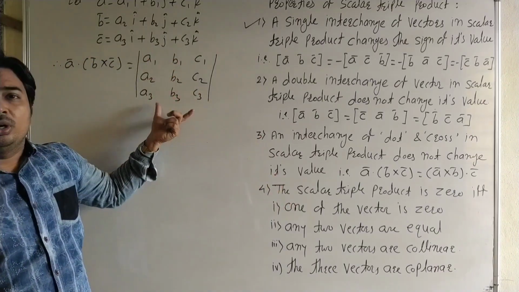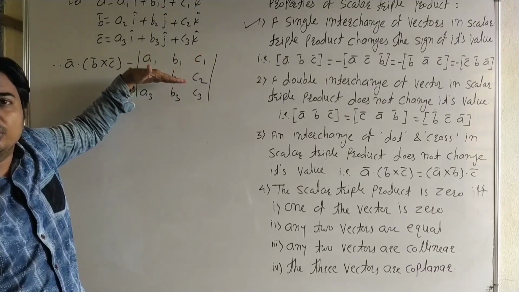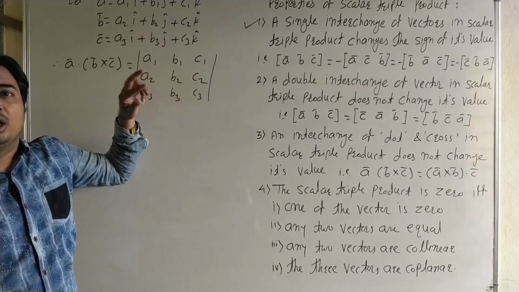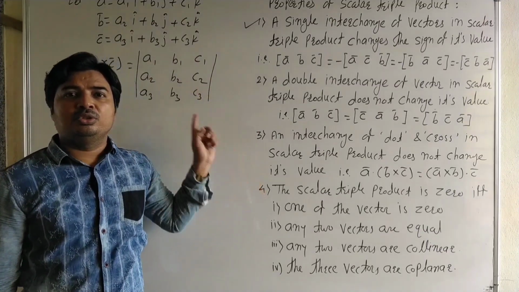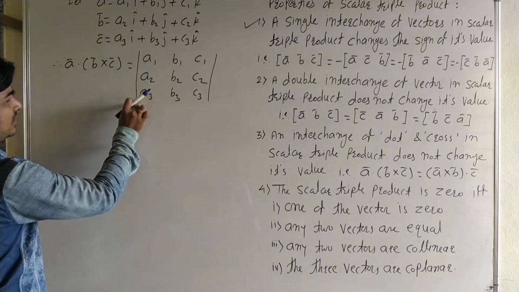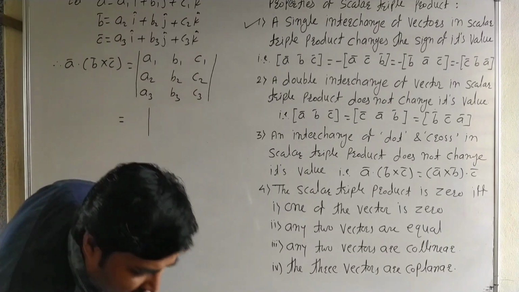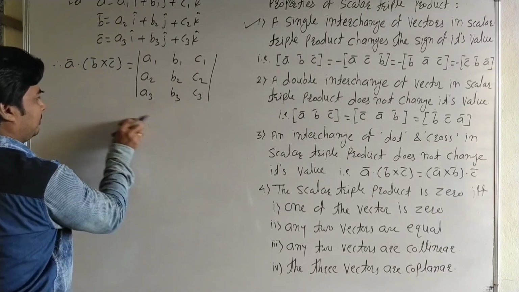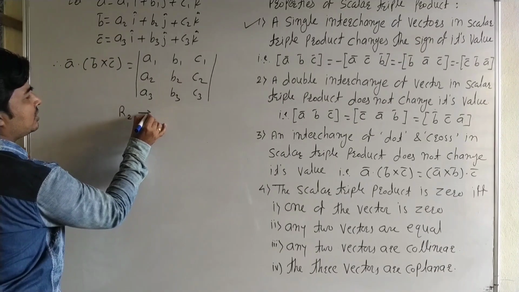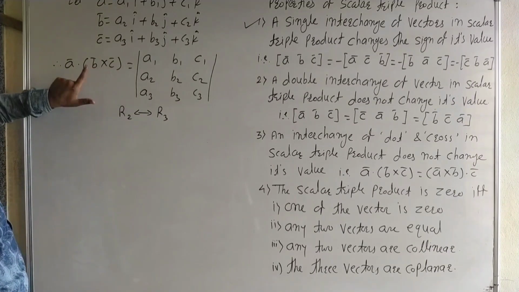Here the first row is the first vector, the second row is the second vector, and the third row is the third vector. These are the components of the vectors. Now, interchanging a vector means we interchange a row. We interchange any two rows. Say R2 interchange R3, that means B interchange C, so we can write A bar dot C bar cross B bar.